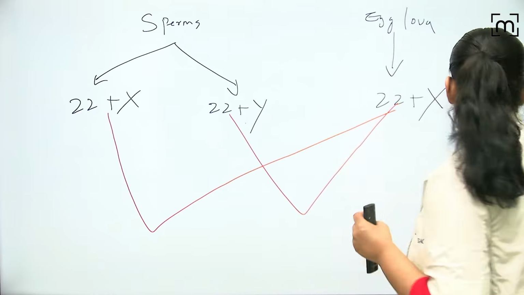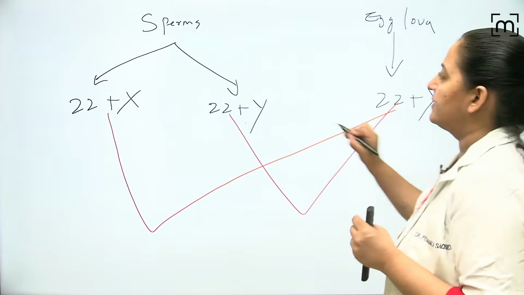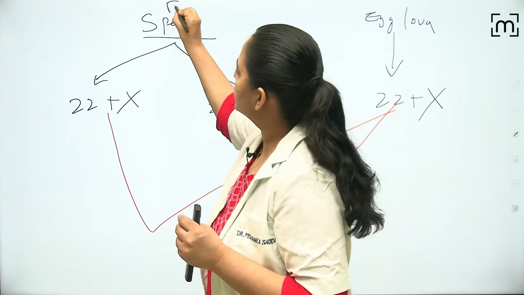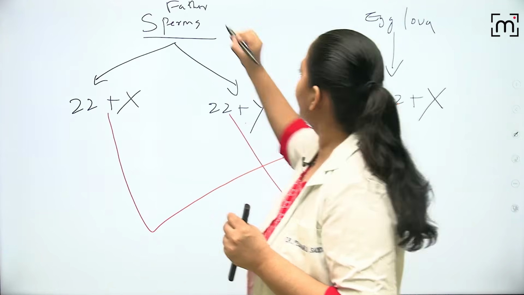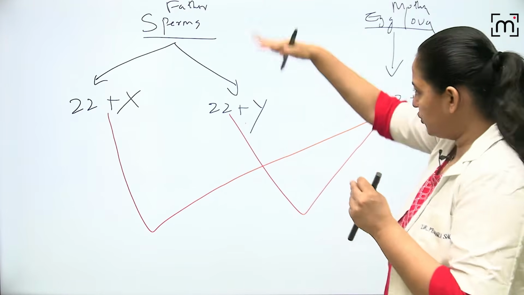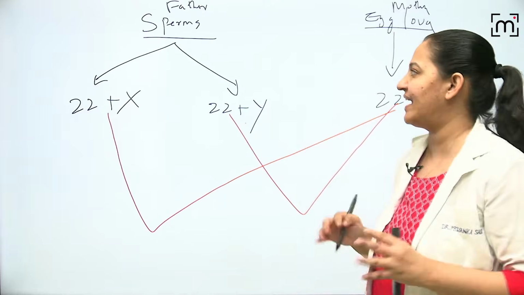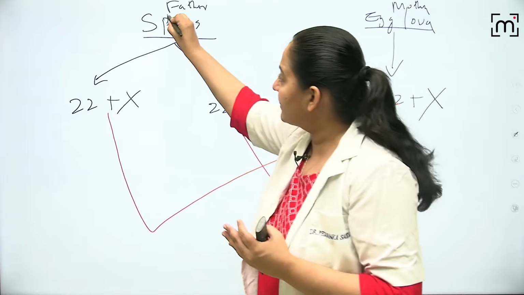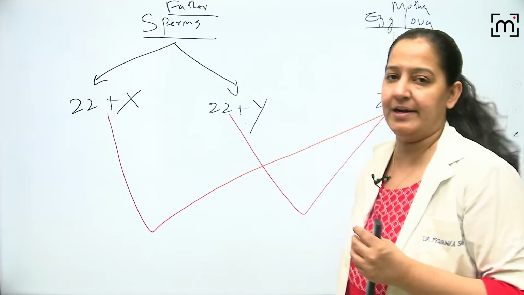So you can say the sperms are present in the father. So this is the father of the child. You can say the eggs or ova are present in the mother of the child. So during coitus, during fertilization, it is the father who is deciding the sex of the child, right?